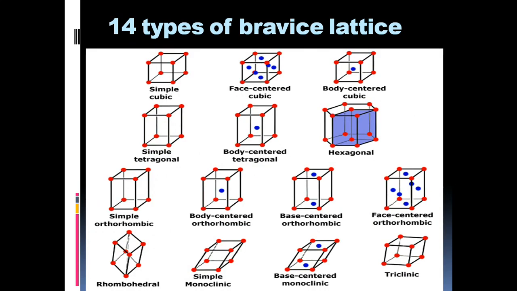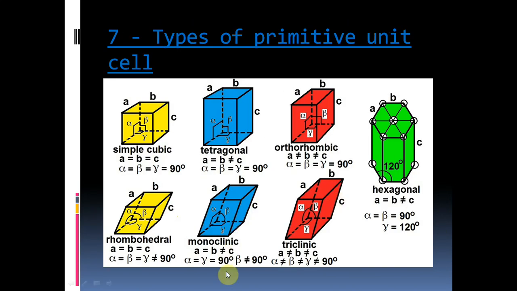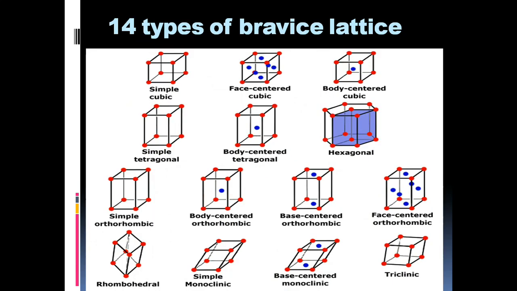Next, rhombohedral. So what is rhombohedral? Rhombohedral is over here. A is equal to B is equal to C, alpha, beta, gamma not equal to 90 degrees. Based on this, we have only one type, the simple cell. So it is given over here. Simple cell only we have.